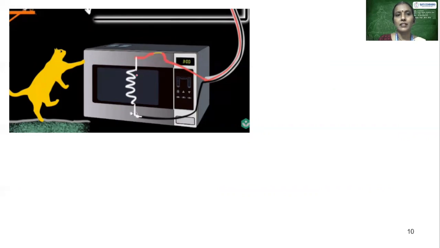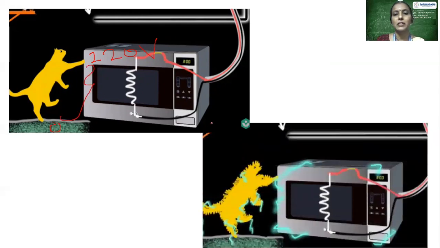Now what happens here? As I said earlier, this phase wire will carry 220 volts here. So once this cat touches the metal part, this metal part is going to have a voltage of 220, whereas the ground is going to be 0 here. So since the potential difference between these 2 points is going to be 220, the cat will definitely experience a shock here. So how to prevent it?